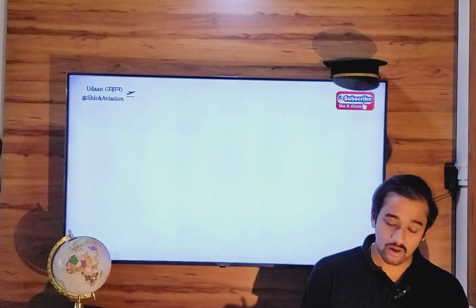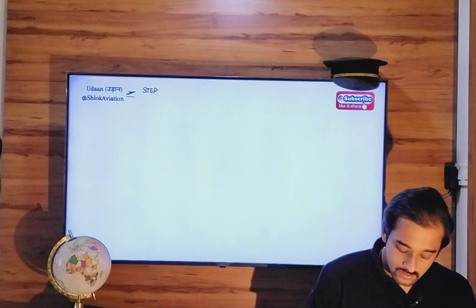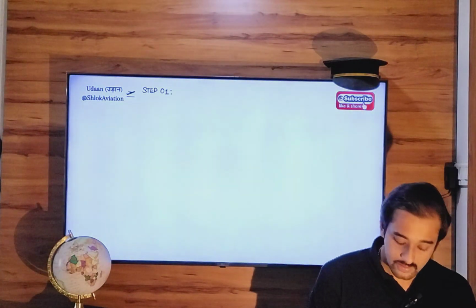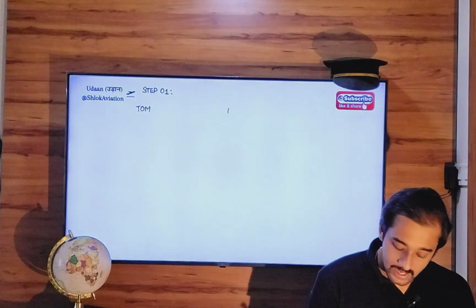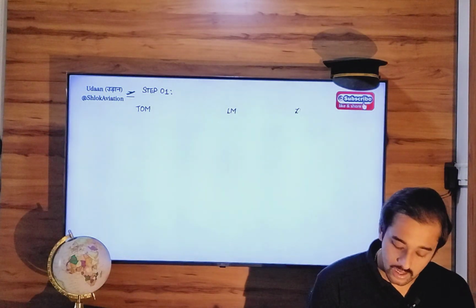So what is our step number 1? Step number 1 is to make 3 columns, one for takeoff mass, one for landing mass, and one for zero fuel mass.